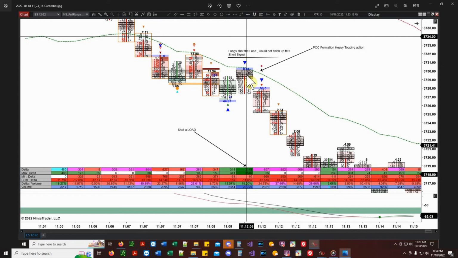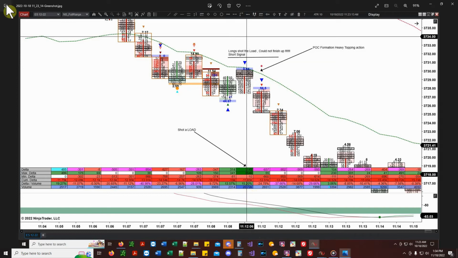long shot there load. It's 11:12 in the morning. As you can see down here, it's 11:12 in the morning. I got a ratio. All of the POCs are above the bar. Look at the delta. 3149 plus 3149, and the volume is 20,000.